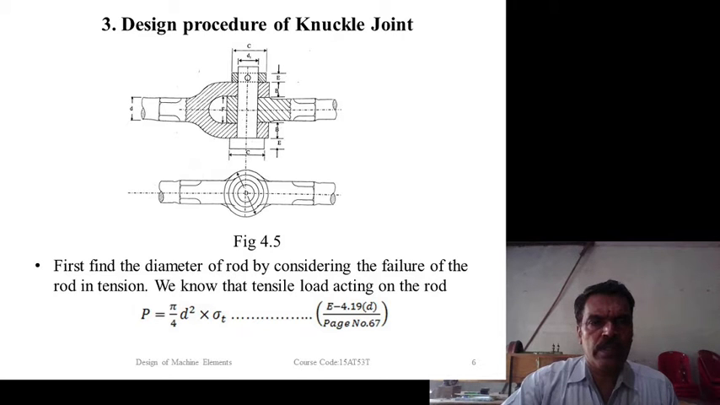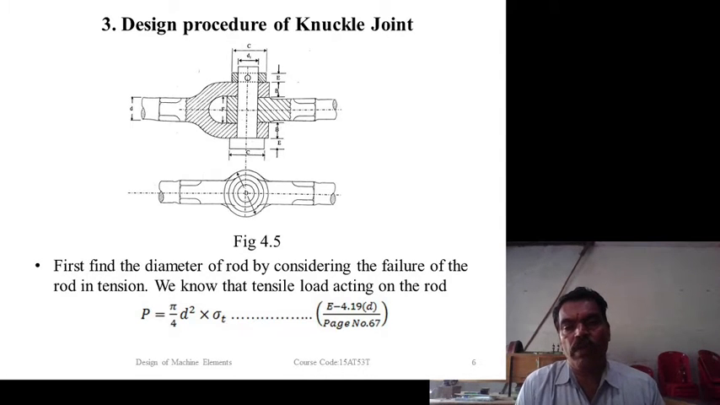So here the figure shows the front view of the knuckle joint, and this is the top view of the knuckle joint, and these are all the different notations that we have used for the design procedure of the knuckle joint. So first of all, we should find out the diameter of the rod by considering the failure of the rod in tension. So here this joint will fail at certain points. Okay, so now let us understand what the failure is and where it occurs.